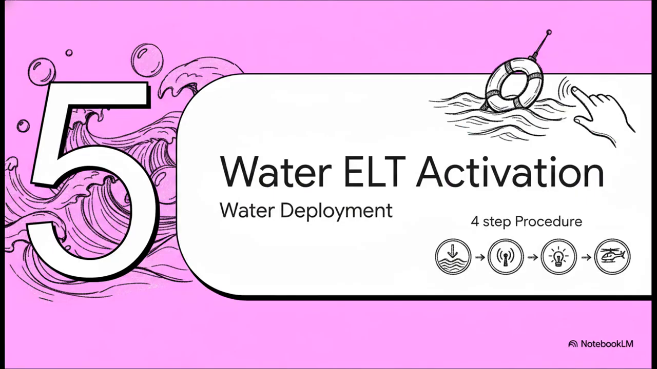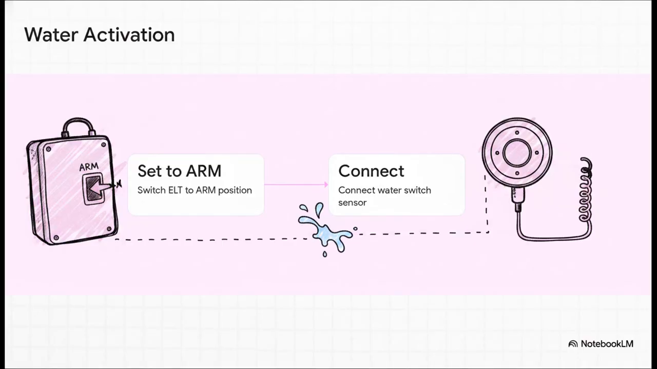Section 5. Water ELT activation. For this one, we must memorize the strict 4-step procedure for deploying the ELT in a water emergency. Step 1. With the portable ELT unit in hand, you need to set the main switch to the arm position. You also have to ensure the water switch sensor is physically connected to the unit. Your memory aid to lock this in is armed and attached. Switch set to arm, sensor securely attached.